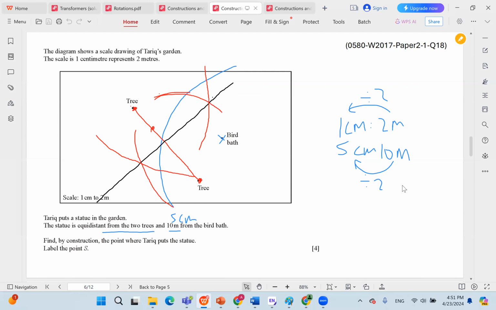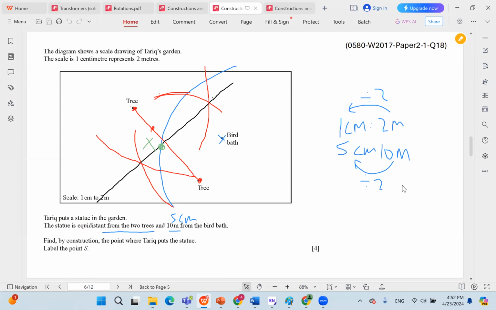So we want, by construction, the point where Tariq puts the statue. So Tariq needs to put the statue on the black line because it needs to be equidistant from the trees. And at the same time, it needs to be 5 centimeters from the bird path. So it needs to lie on the blue arc as well. So we want a point that is on the black line and on the blue arc at the same time. So this is our point. This is where he should put the statue.